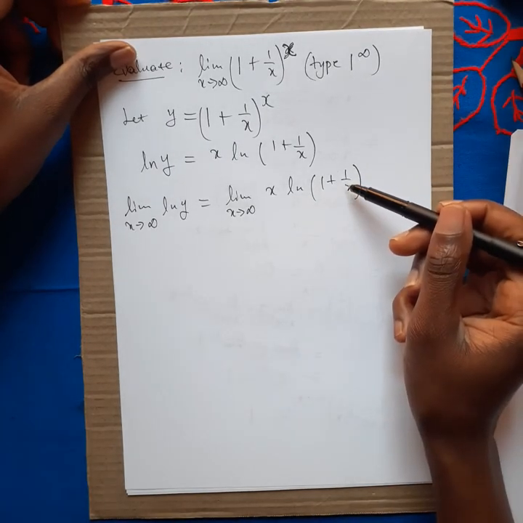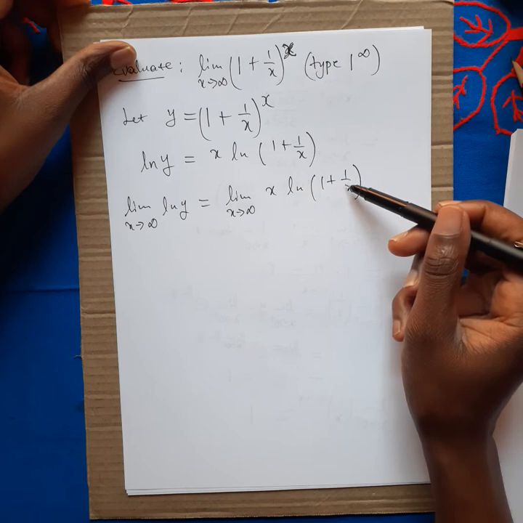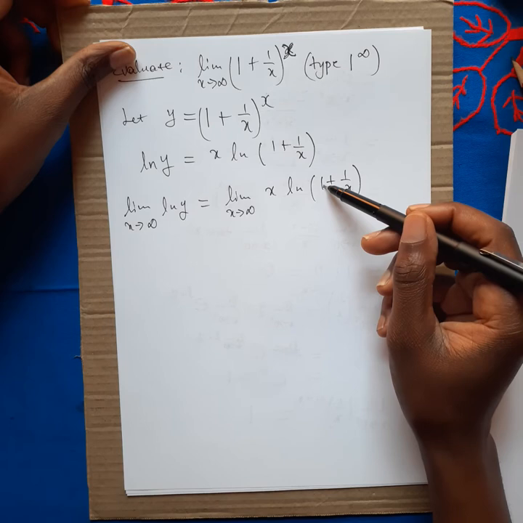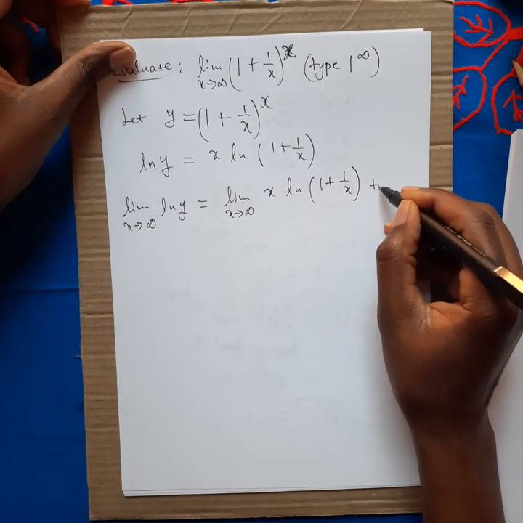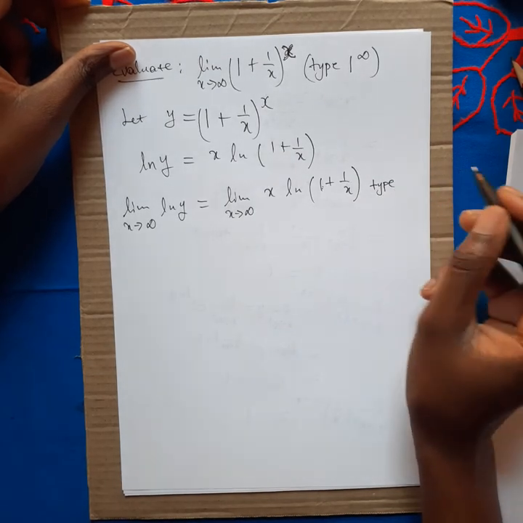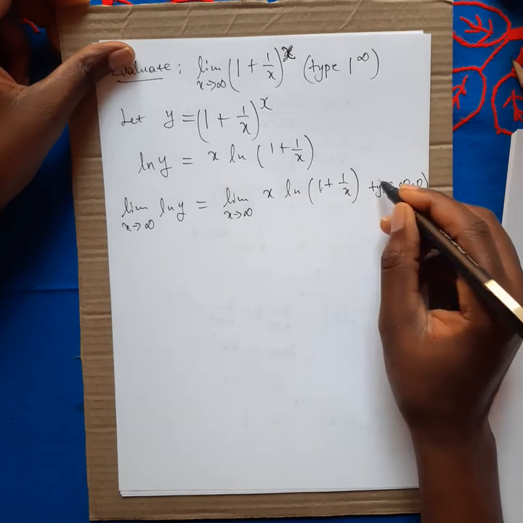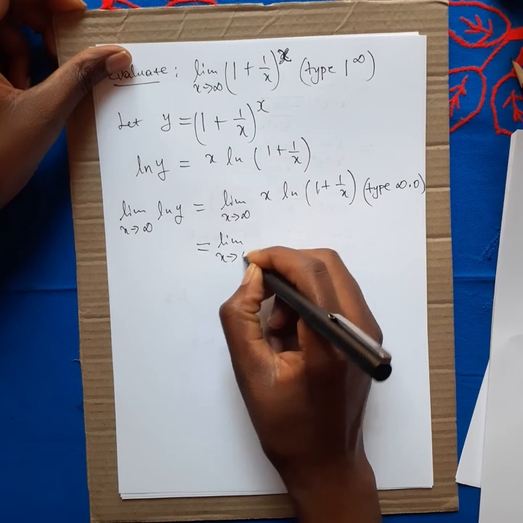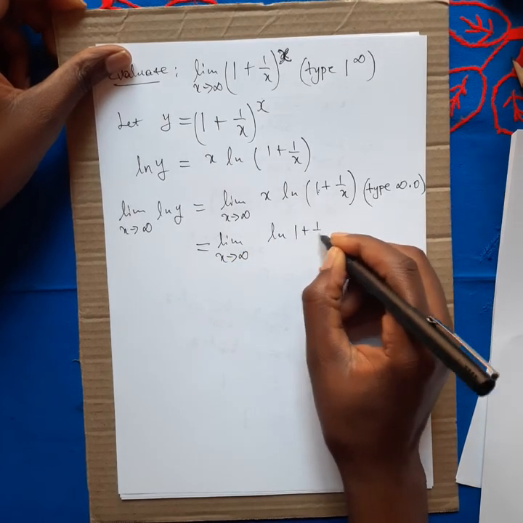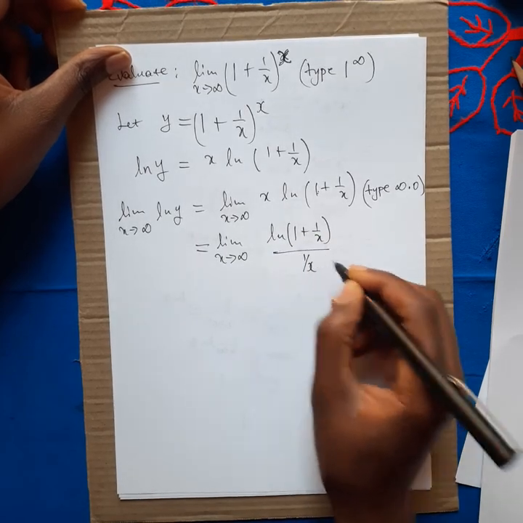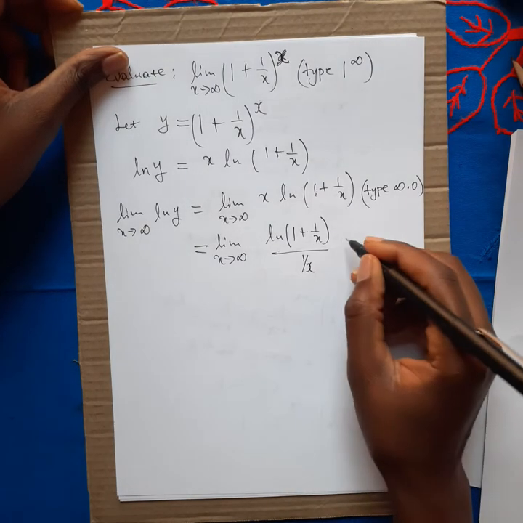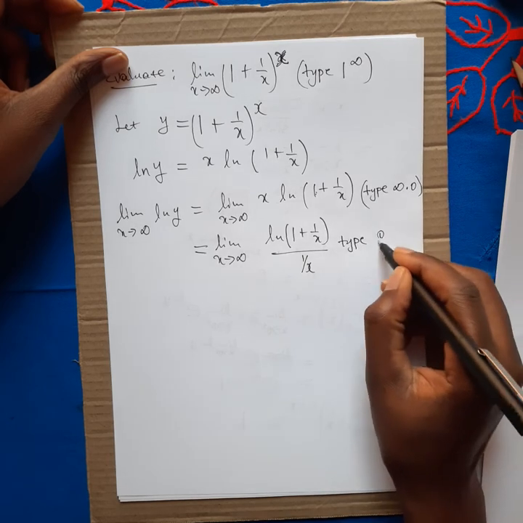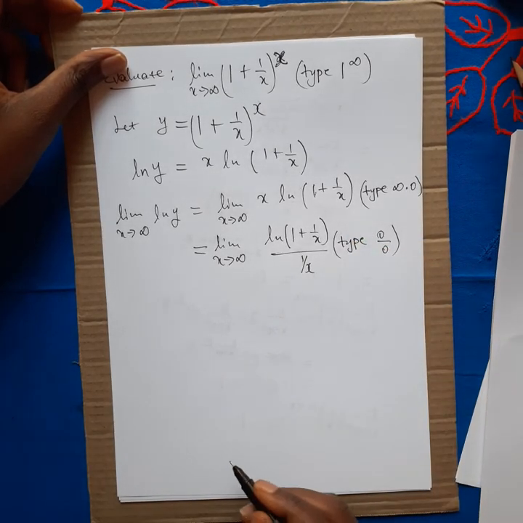This will be 0. Yes, this will be 0. This will be 1. Ln 1 is 0. This will be infinity. So basically we can write that we have type 0 times infinity, or infinity times 0. Maybe I should write infinity times 0, because that's how it looks, and that is an indeterminate form. So this is the limit as x is approaching infinity of ln of 1 plus 1 over x divided by 1 over x, like that. Then what type? If you put that, this will be 0 over 0. So we have got type 0 over 0 for that matter.